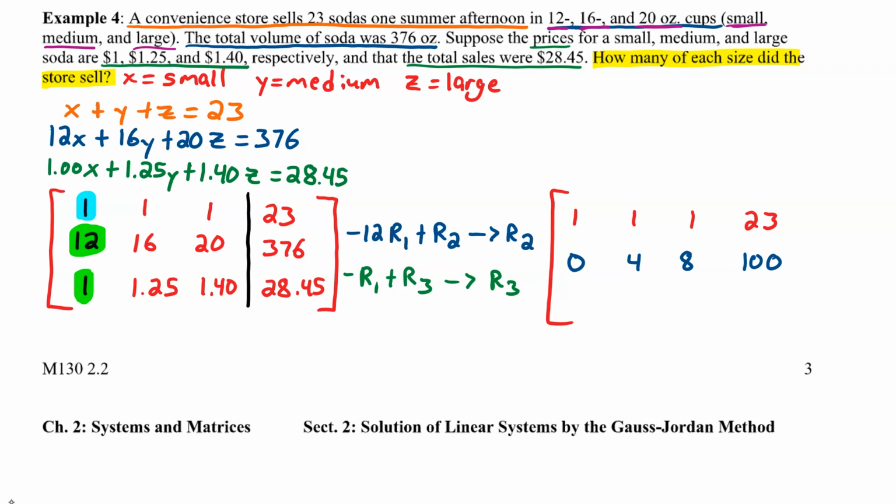So when we do that, just multiplying that entire top row by a negative 1, 1 minus 1 gives us 0. Then we have a negative 1 plus 1.25 will leave us with 0.25. Negative 1 plus 1.40 leaves us with 0.40. And that will give us negative 1 times 23 would be a negative 23 plus 28.45 will leave us with 5.45.